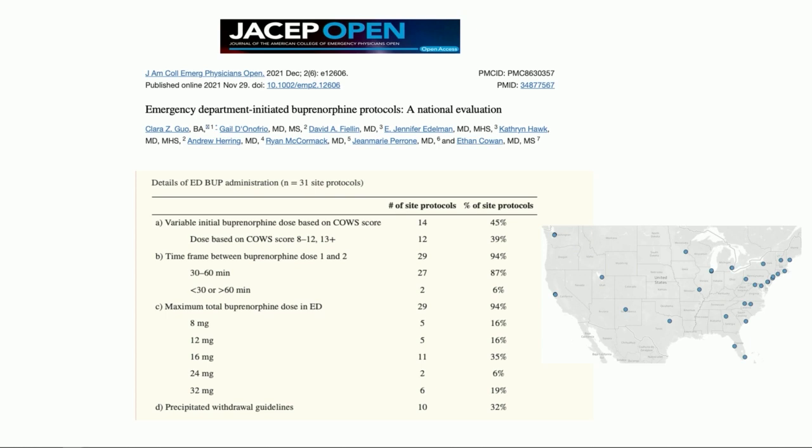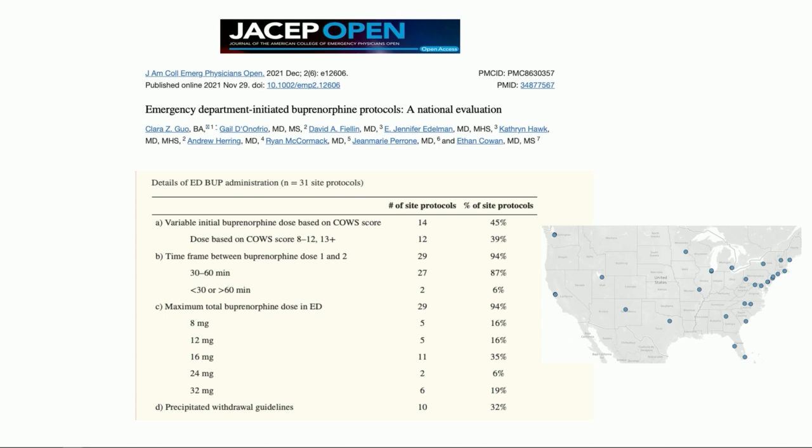It's in JAMA Open. We all have developed ways that we do this in our own emergency department. And so I think there's still no clear right way or right dose, but we're definitely leaning more towards thinking about higher doses.